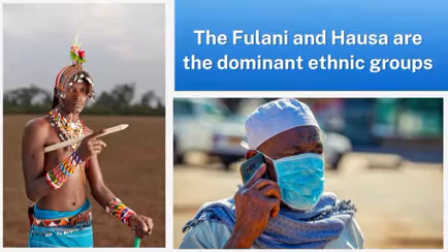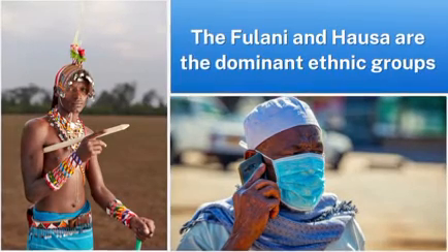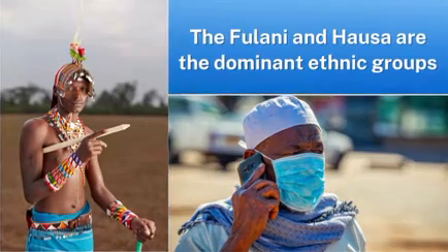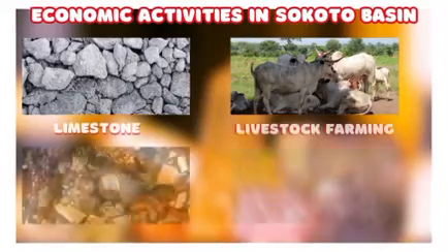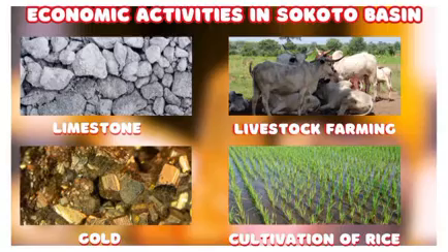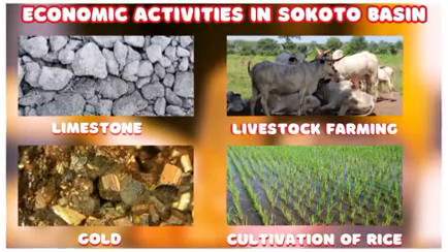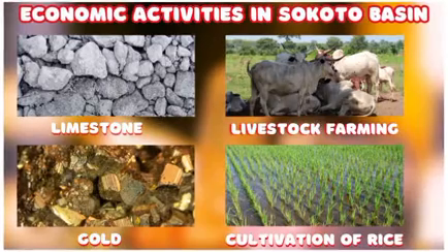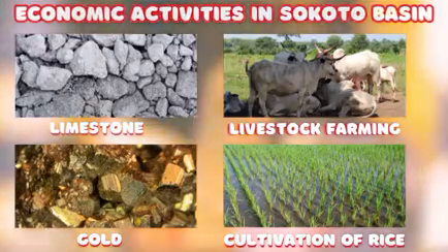Their land is uniformly flat and is drained by some rivers. The river water withdraws during the dry season, leaving behind some alluvial soil. Their economic activities include livestock raising and rice planting by irrigation, and there is also a large deposit of limestone and gold therein. This has helped to boost the economy in the Sokoto Basin.